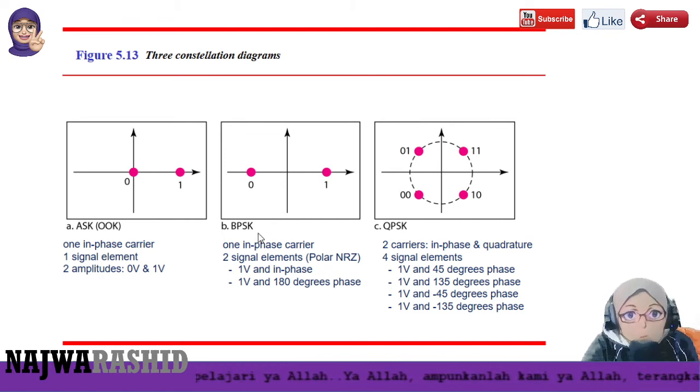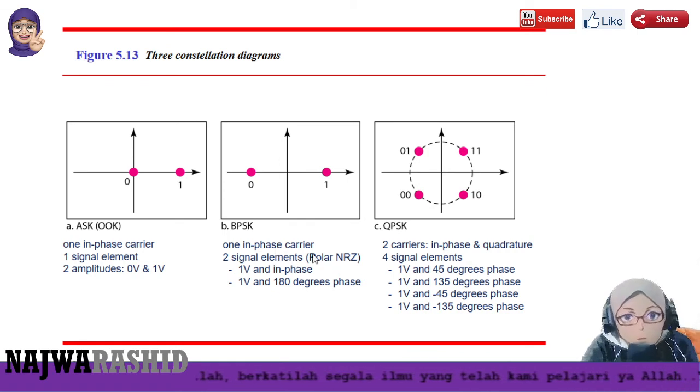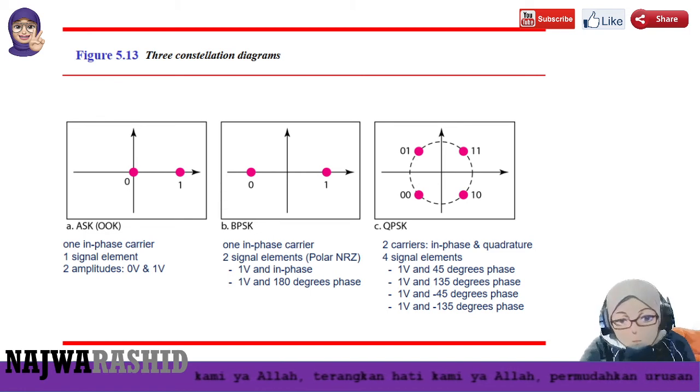So for BPSK, binary phase shift keying, the difference is the phase: we start here and here. One in-phase carrier, two signal elements. If we use polar NRZ, so 1 volt in phase and 1 volt at 180 degrees phase. So this is the position of the starting signal relative to the 0.